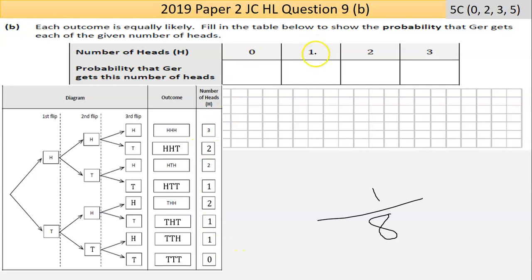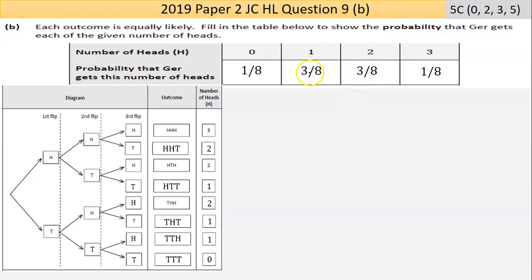How many would have 1 head? Okay, so 1 head here, this one, and this one, and this one. So that happened 3 out of 8 times. The first one was 1 out of 8. Now I have the answer to now, so let's go and flick to it.